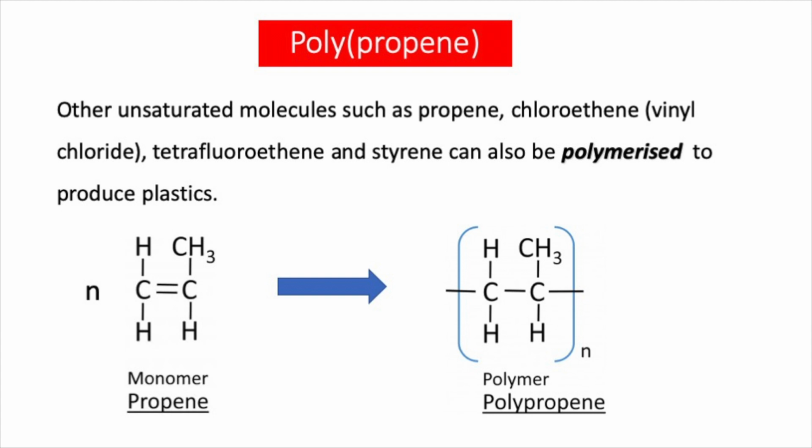This slide summarizes what we've just discussed. When propene molecules join together to form a long saturated hydrocarbon chain called a polymer, we name the polymer by calling it polypropylene, because propene is the monomer. Propene and ethene are not the only alkene molecules that we can form polymers from. For example, chloroethene, tetrafluoroethene and styrene can also be polymerized to produce plastics.